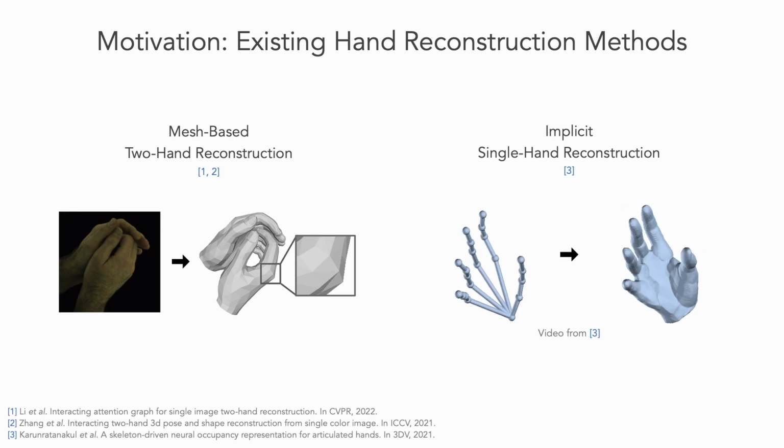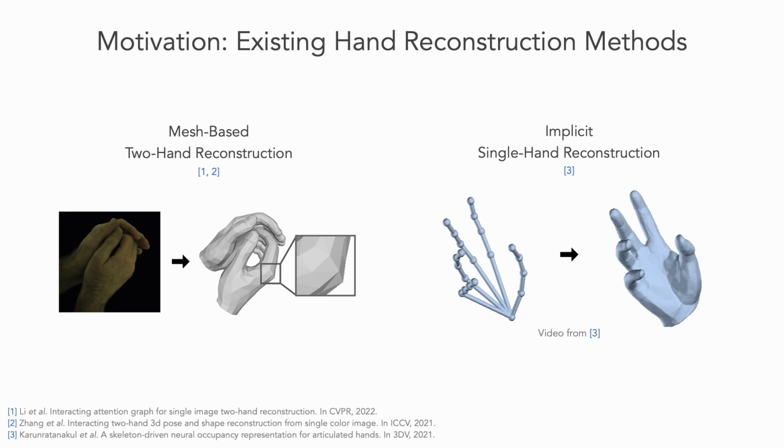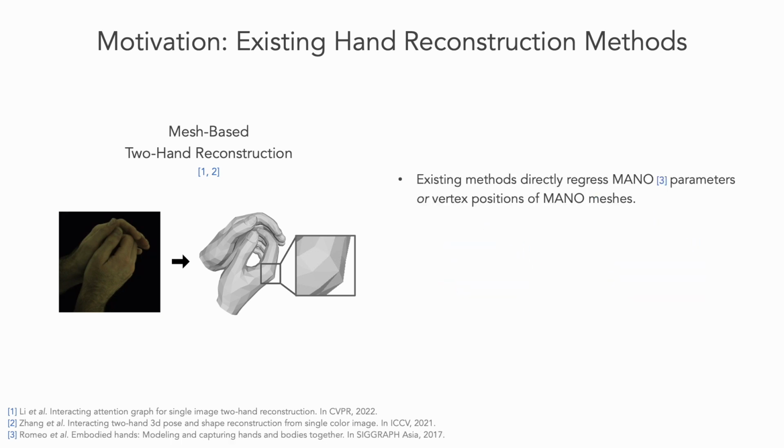The existing hand reconstruction methods can fall into two categories: mesh-based two-hand reconstruction and implicit single-hand reconstruction methods. The mesh-based two-hand reconstruction methods directly regress MANO parameters or vertex positions of hand meshes. However, they model hands with meshes with a fixed mesh topology, which is not in a high resolution.